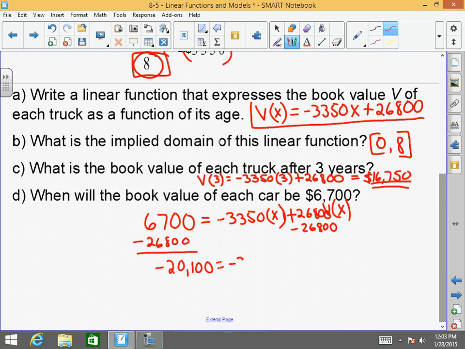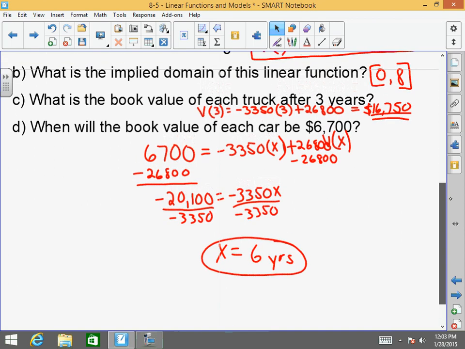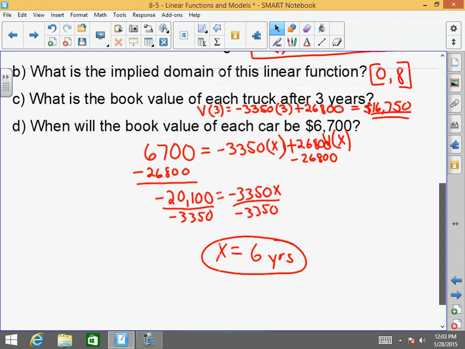$20,100 equals negative 3,350x. Divide by negative 3,350 on both sides, and x will equal 6 years. After 6 years, the value of my truck, each individual truck, is $6,700. All right, my friends?